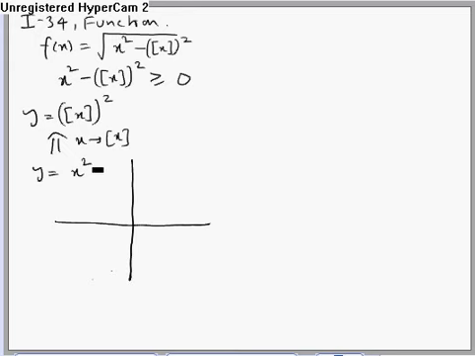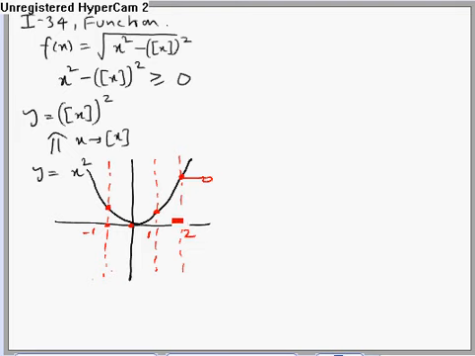Parabola x squared, right? Now we draw integer lines, the x equal to 0 line, the x equal to 1 line, the 2 line, the minus 1 line, and it goes on. Now we mark points of intersection. From every point of intersection we draw a horizontal step of 1 unit, like this, like this, like this, right?